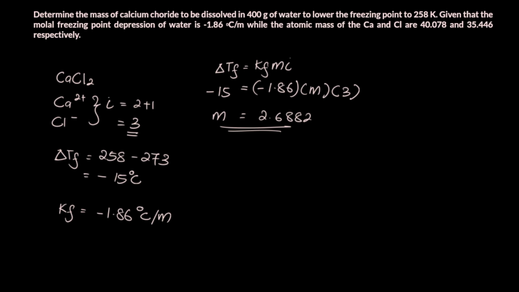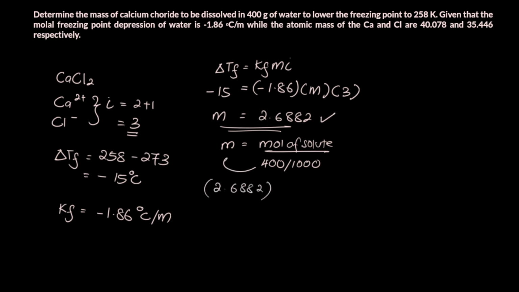Alright, so molality is equivalent to the mole of solute divided by the mass of solvent in kilograms. So the mass of solvent is 400 grams divided by 1000. So we know that the molality is equivalent to 2.6882. So this one you bring up here, 400 divided by 1000. So this value should be equivalent to the mole of solute. So from there, we should be able to calculate the mole of solute should be equivalent to 1.0735. So this is your mole of solute.